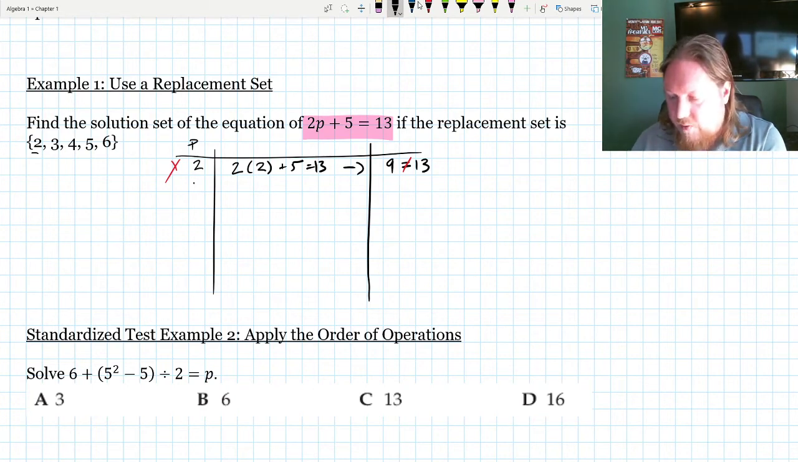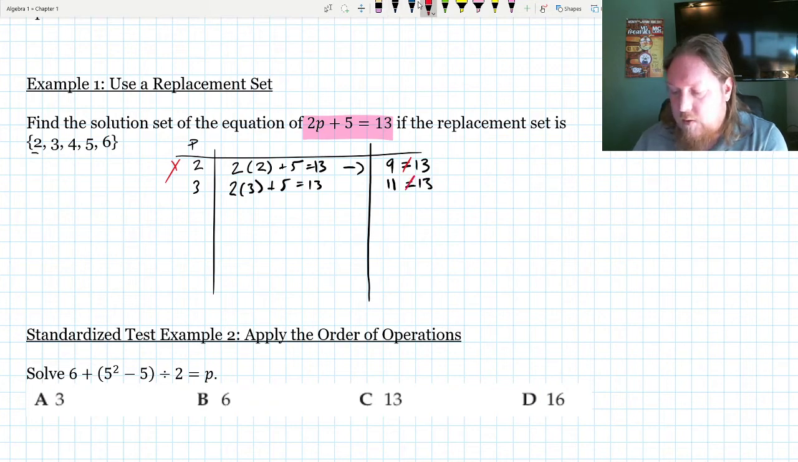Now let's try 3, the next replacement set element. 2 times 3 plus 5 equals 13. 2 times 3 is 6, plus 5 is 11. Does that equal 13? No, it does not. So 3 is not a solution.